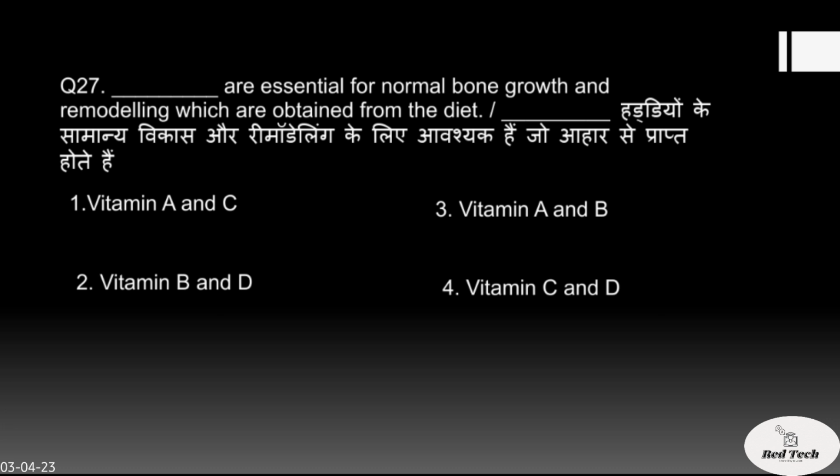Question number 27. What are essential for normal bone growth and remodeling which are obtained from the diet? So we have to tell about the vitamins which are responsible for the growth and remodeling of the bone. So the options are: option 1 vitamin A and C, option 2 vitamin B and D, option 3 vitamin A and B, option 4 vitamin C and vitamin D. So the right answer is option number 1, vitamin A and C, which are responsible for the growth and remodeling of the bone.